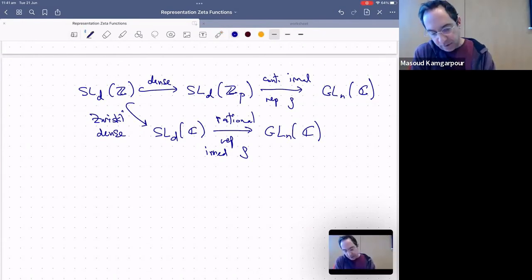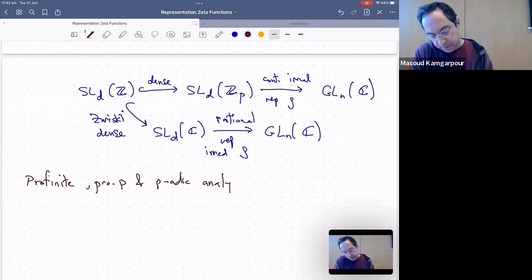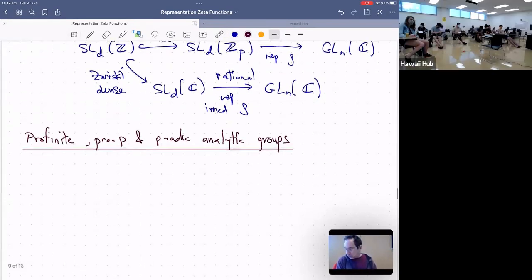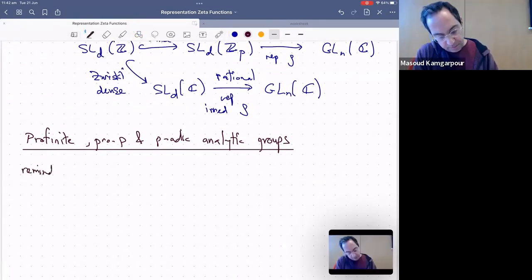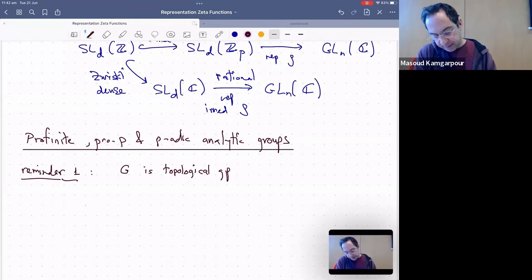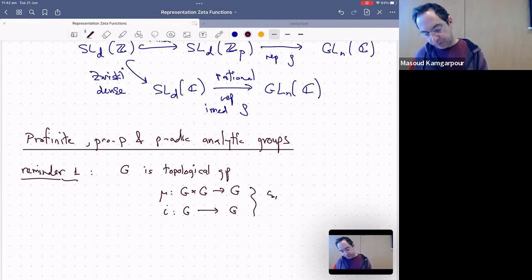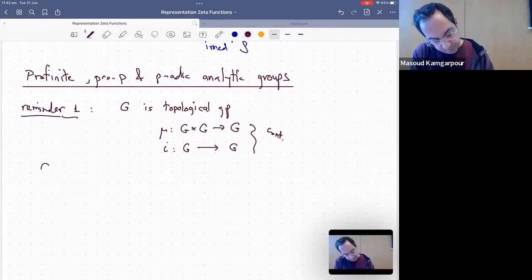All right, so now I want to talk about profinite and p-adic analytic groups. Just a quick reminder, reminder 1, that G is a topological group. It means that there are two maps, mu from G cross G to G, that's the multiplication, and the inversion. These are both continuous. That makes G a topological group, and say G is Hausdorff.